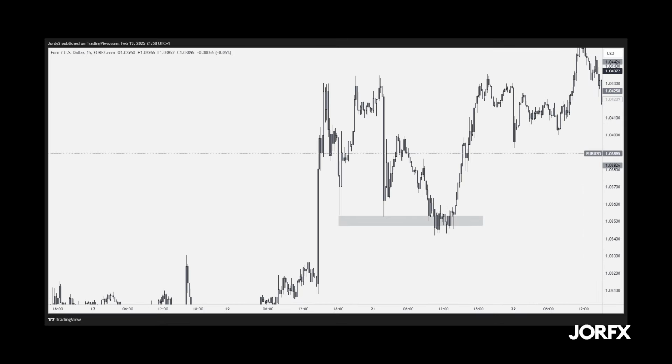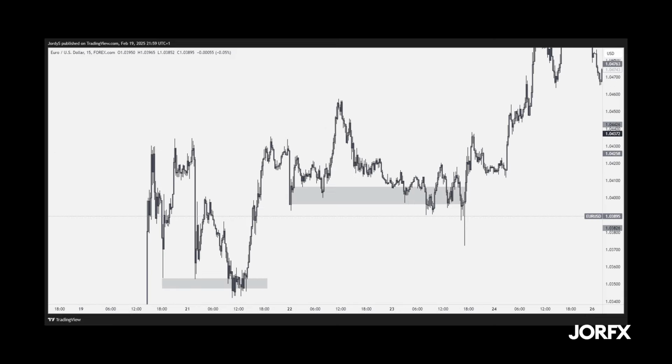Now here's the key. Liquidity is not distributed evenly and it's not evenly spread across the market. It's concentrated in specific areas, like above swing highs, below swing lows, or at psychological levels like support and resistance or supply and demand zones.